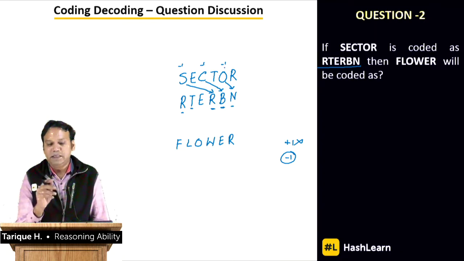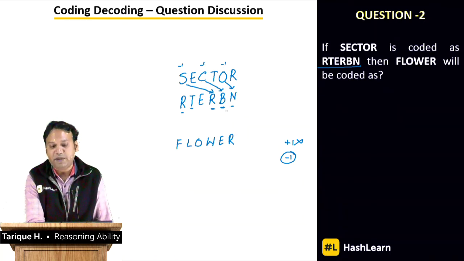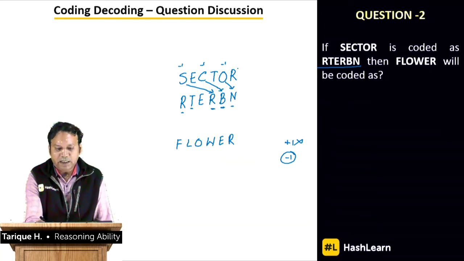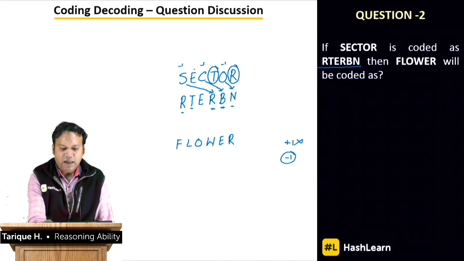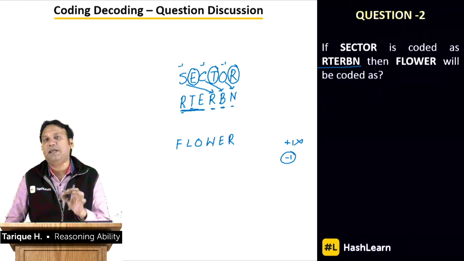Okay, SC, alternate letters S, C and O, we are shifting them minus 1, we get R, B, N, and the other letters which are left are R and T and E, and these 3 come in the first 3 places, R, T, E. That's how we get the answer, R, T, E, R, B, N.